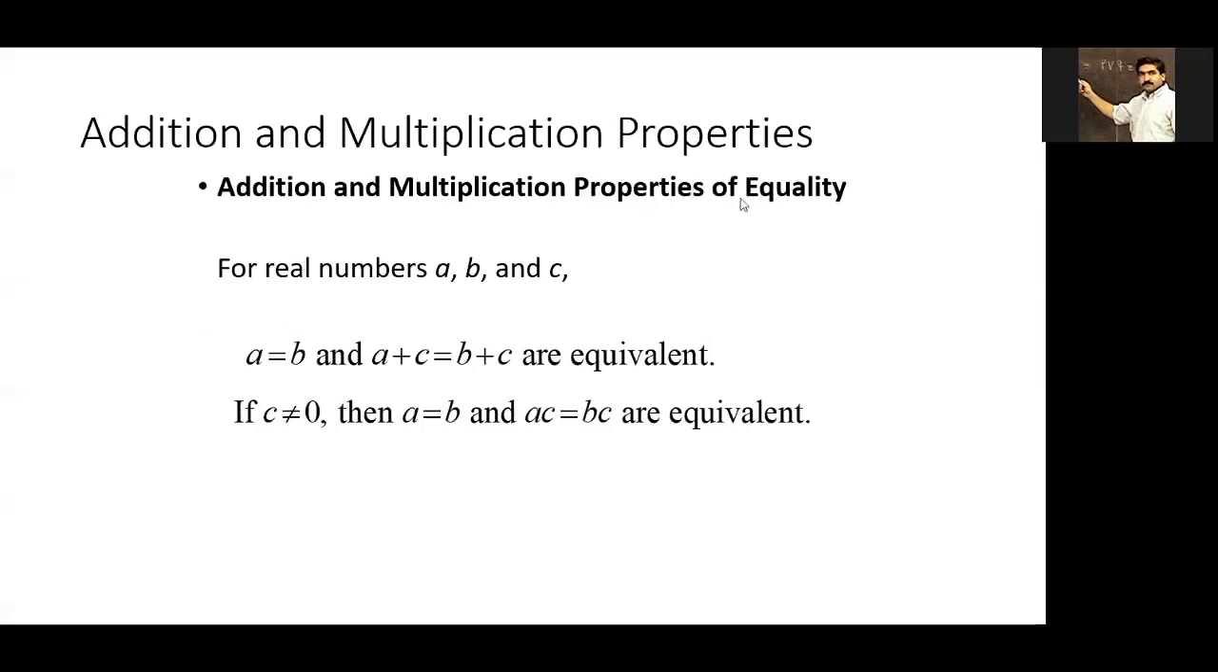Addition and multiplication properties of equality. For real numbers a, b, and c, a equals b and a plus c equals b plus c are equivalent. What that means is we can add any number to both sides of the equation. We can subtract any number from both sides of the equation. We use this to isolate the variable. If c is not equal to 0, then if a is equal to b, then also ac is equal to bc. That means we can multiply or divide both sides of the equation by any nonzero number.